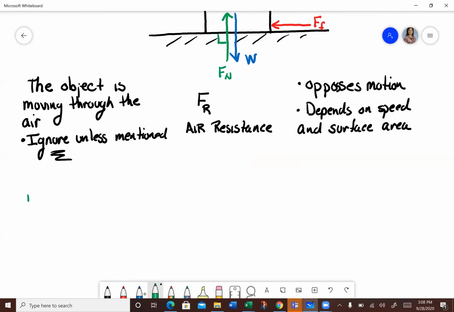So the system that's involved is a rope, string, cable, chain, any one of those things on your object. We're going to call this a tension force.